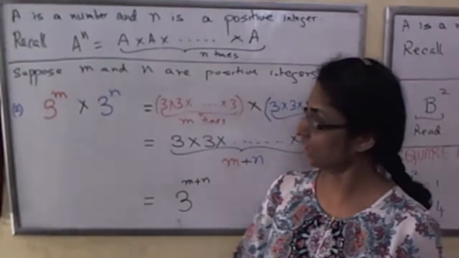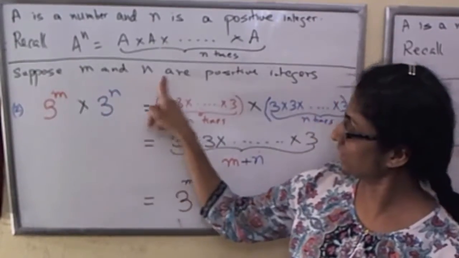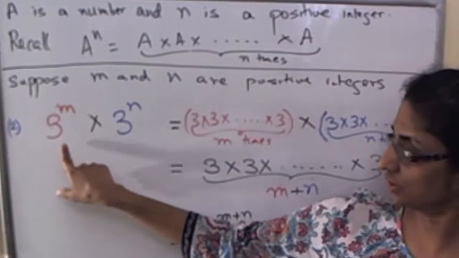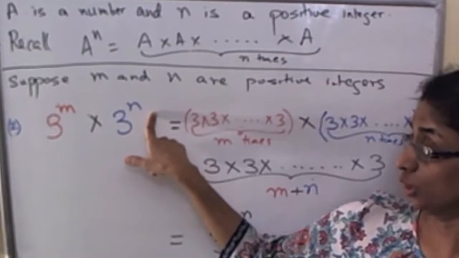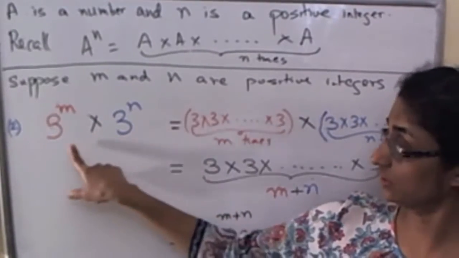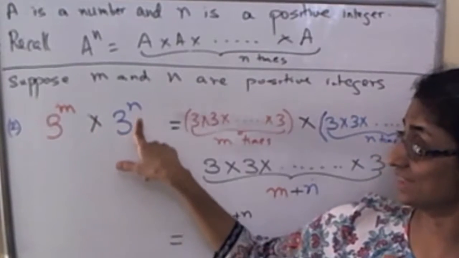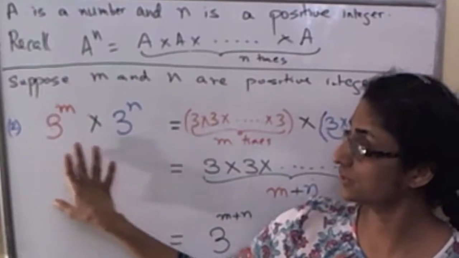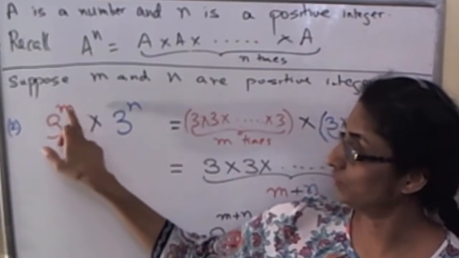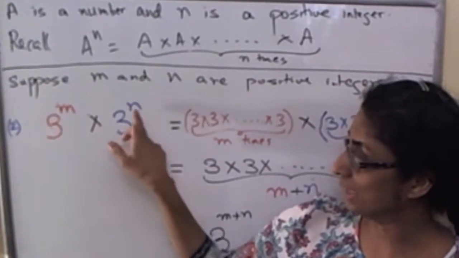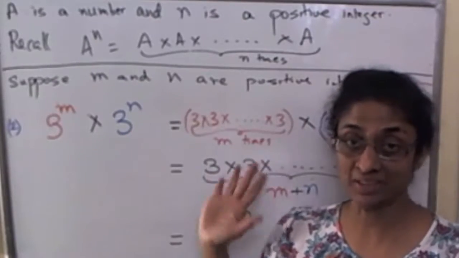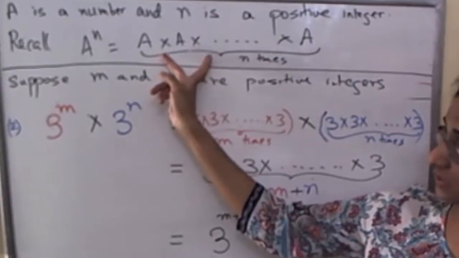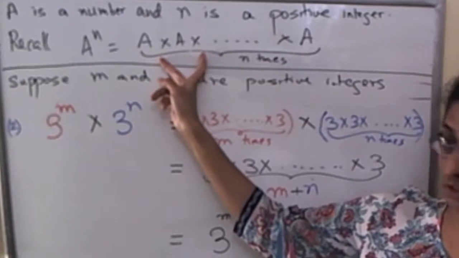Let's look at this example. Suppose m and n are positive integers, and let's look at this expression 3 to the m times 3 to the n. We just finished discussing 3 to the 4 times 3 to the 5. So here I've generalized that example. I've replaced the 4 and 5 by m and n, and let's see if we can keep the logic going. Remember, the trick is to always use this definition of exponents.